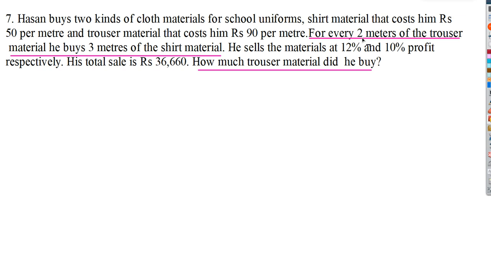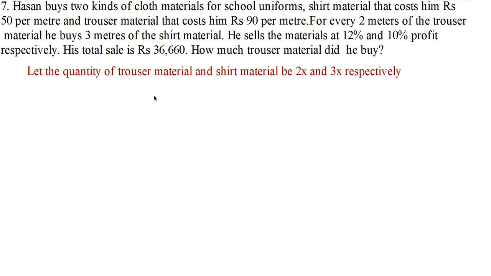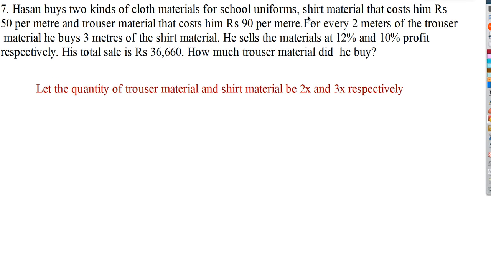So first we can take, let the quantity of trouser material and shirt material be 2x and 3x respectively. Here it is given shirt material costs him rupees 50 per meter. Here we have quantity of shirt material is 3x. So total 3x, then per meter 50.